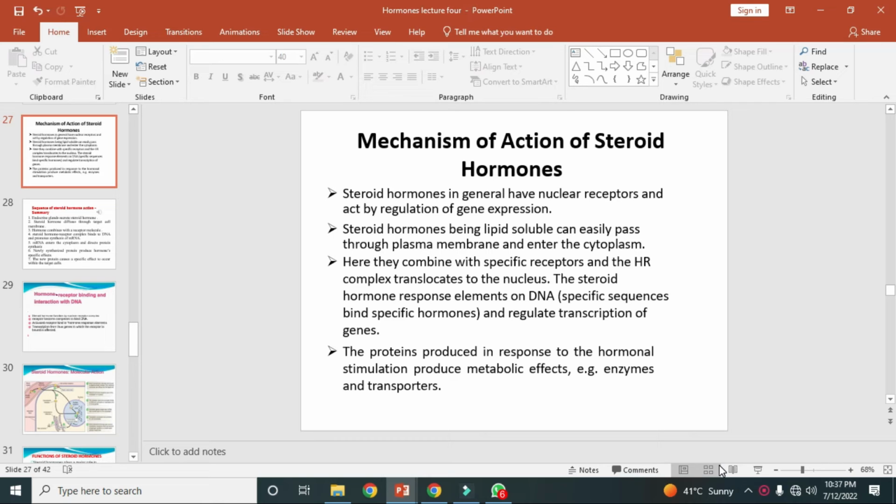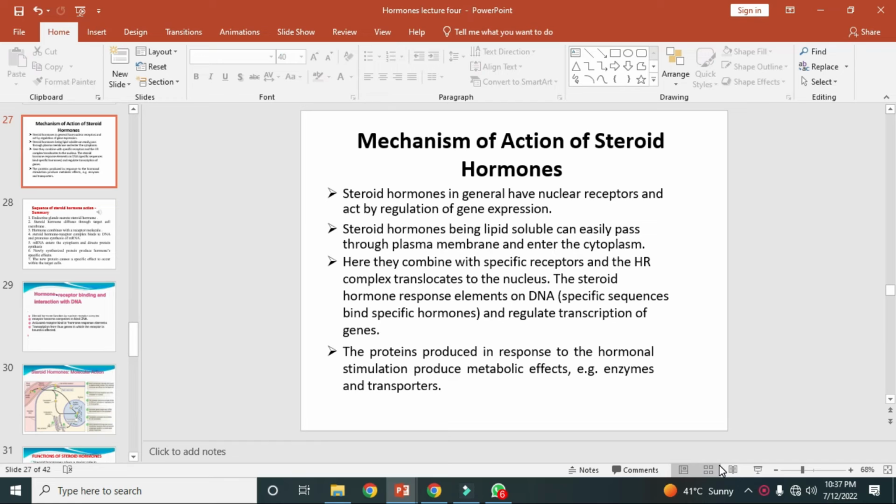This receptor-bound steroid hormone, that is the receptor-hormone complex, travels towards the nucleus and binds to another specific receptor on the chromatin. Steroid hormone also diffuses across the nuclear envelope and enters the nucleus of the target cell. Steroid hormone binds to a specific receptor located on a particular gene of the target cell's DNA.